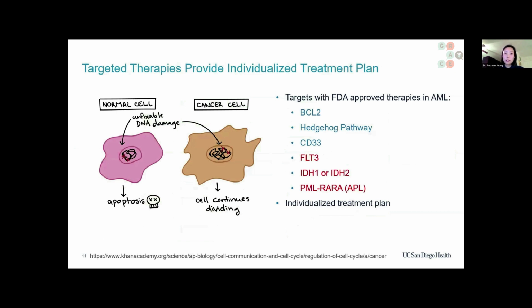And there are some targets in the blue here where you don't necessarily need a mutation, and they can be targeted for everyone. Whereas in the red, you need that specific mutation to be present so that we can target it with a particular drug. And the goal is that these cancer cells stop dividing and either die or do their normal thing and grow into an adult cell.